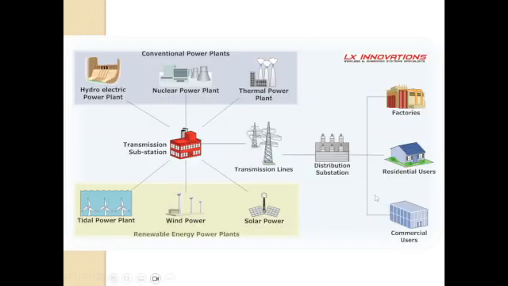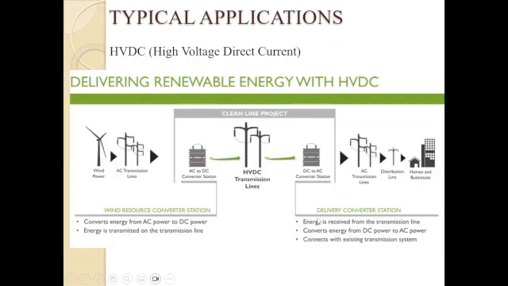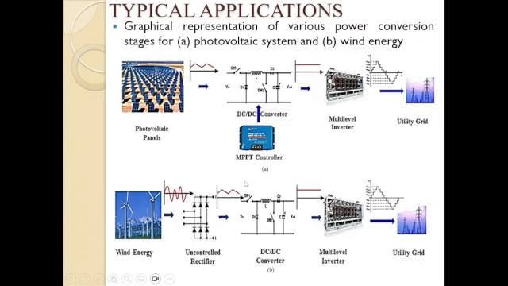This is a simple example of the application of power electronics, where we can see the generation of power from different sources and then transmission and distribution. Here also power electronics is required. In high voltage DC transmission, we need to convert AC to DC and vice versa, DC to AC. Again, in the case of photovoltaic, that means solar energy or wind energy, between the utility grid and the solar cells, we require converters, DC to DC converter and DC to AC converter.